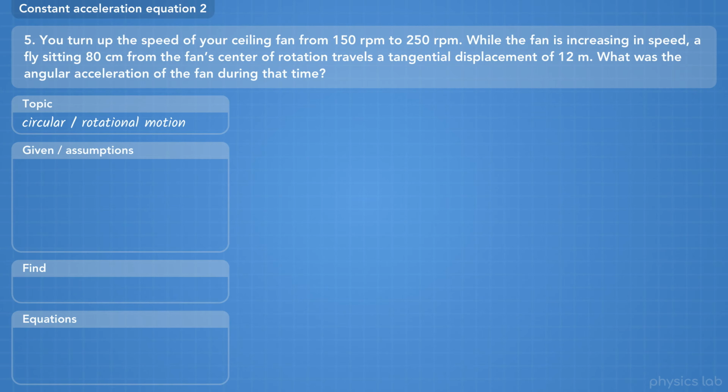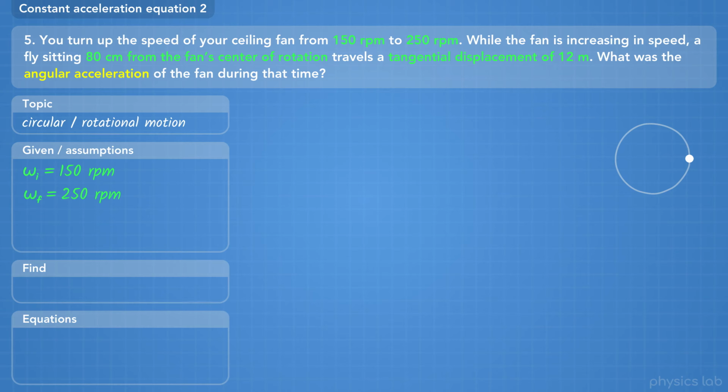Alright, so let's draw a picture. We have a fly sitting on a ceiling fan traveling around in a circle. So we'll draw a dot on a circle representing the fly. The problem says the ceiling fan goes from 150 RPM to 250 RPM, so 150 would be the initial angular velocity, and 250 would be the final angular velocity. We could draw an arrow on the circle to show the motion of the fly, which we assume is counterclockwise because the velocities are positive.